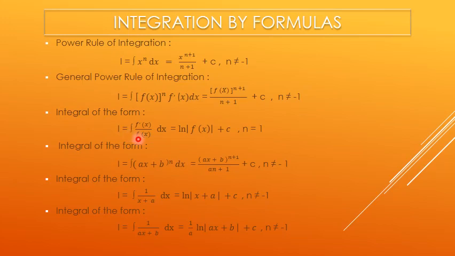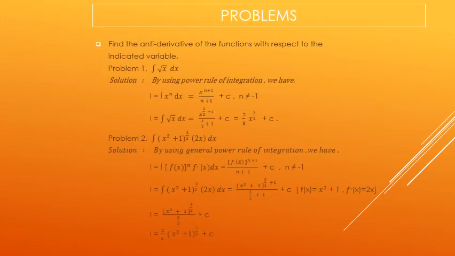Integral of the form: the integral of 1 upon ax plus b dx. That means when we have questions like this, we use this form to solve these questions. Here we have the problems. Find the antiderivative of the functions with respect to the indicated variables.